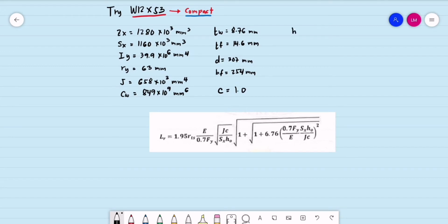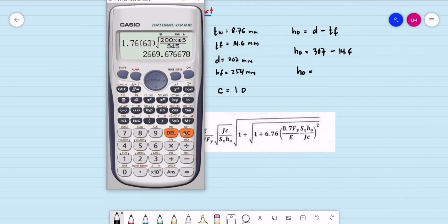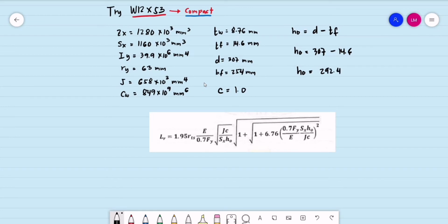Then the value of H sub O is basically equal to the total depth less the thickness of the flange. So we have H sub O equal to the total depth, 307 millimeters, minus the thickness of the flange, 14.6. The value of H sub O is now 307 minus 14.6, and that is equal to 292.4 millimeters.